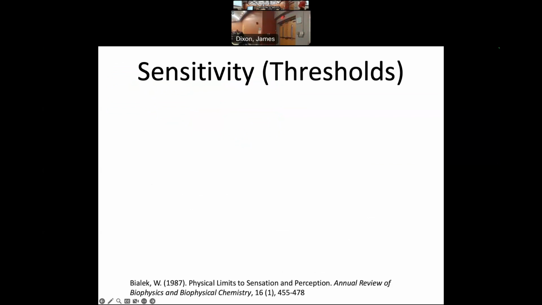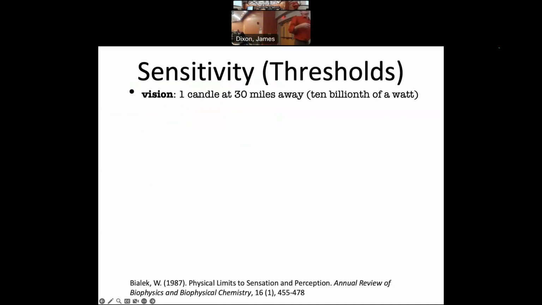So this is pretty old, but it's a kind of standard reference. What's nice about this is that we can think about things in these physical units, but this does a nice job of mapping it into real world things. So your system is so sensitive in terms of the detection of light, whether the light is present or absent, that it's able to detect a single candle at 30 miles away, which is 10 billionth of a watt. Okay, so unbelievable sensitivity.